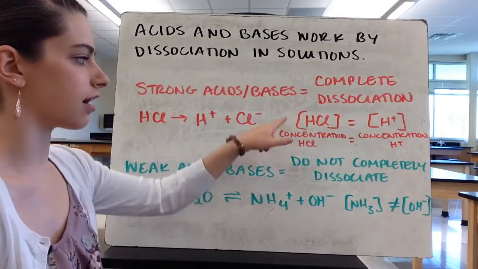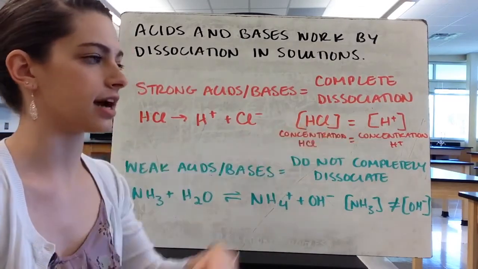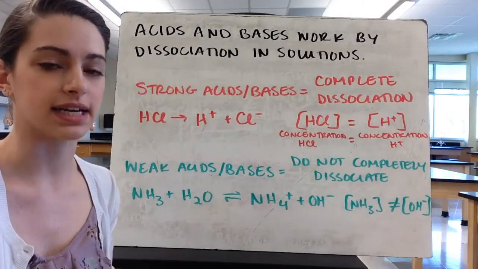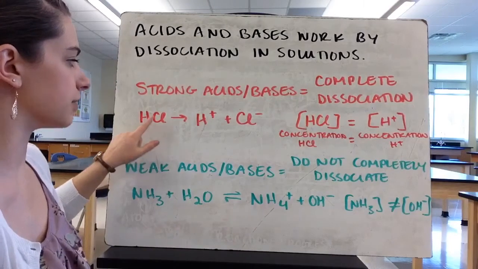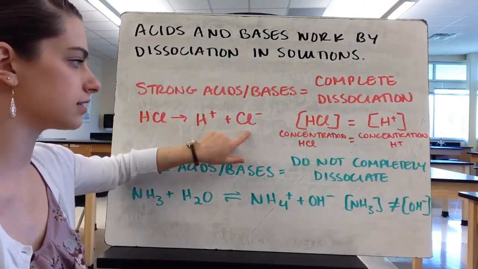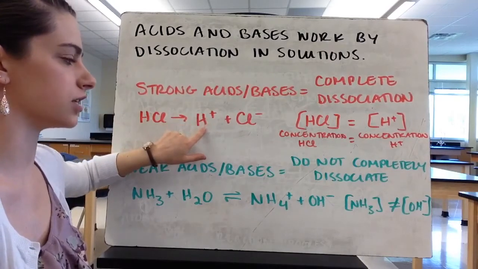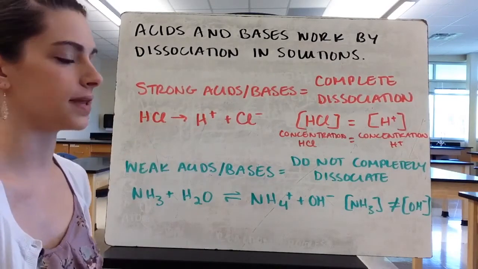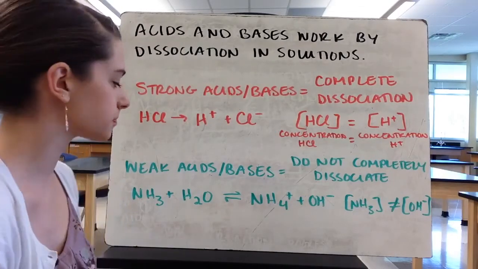This means that our concentration of hydrochloric acid is the same as our concentration of hydrogen ion because it's completely broken apart. Since our hydrochloric acid has turned completely into its two ions, the concentration of the original acid is equal to the concentration of just the hydrogen ion. And that's going to be important later when we talk about how to calculate pH.